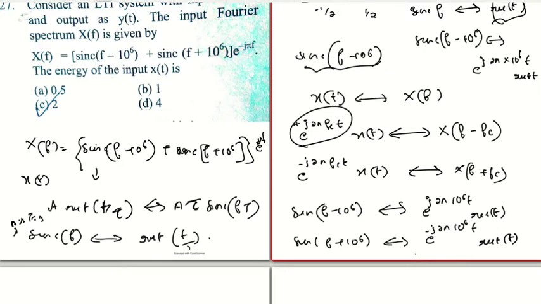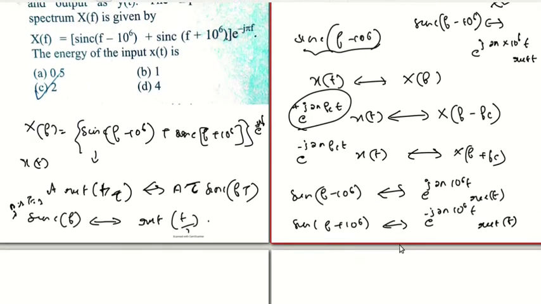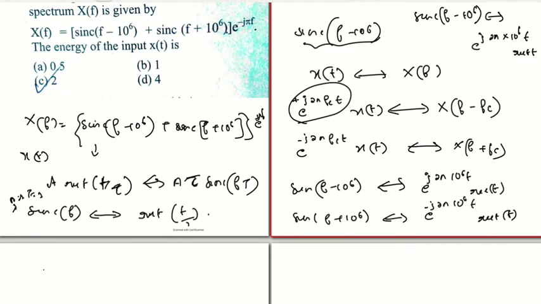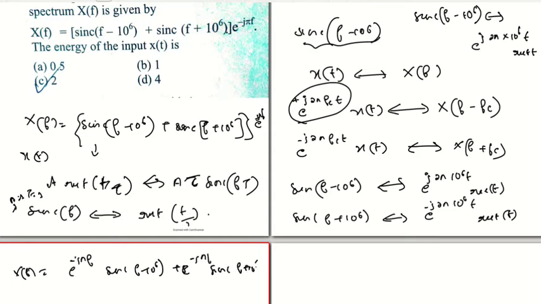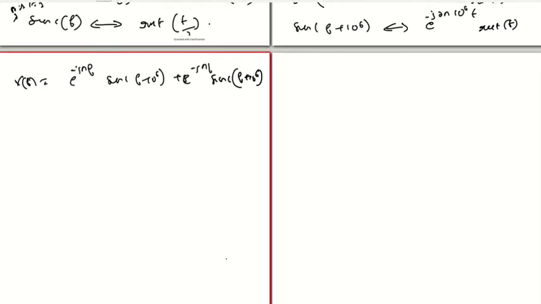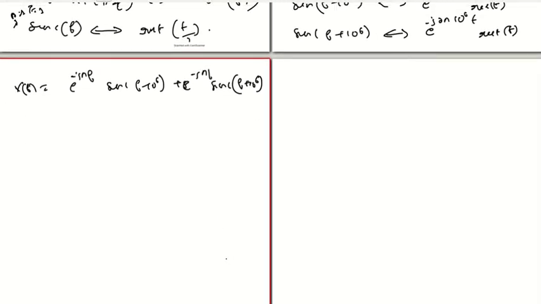We'll keep that aside, and we are taking it step by step. Actually our X(f) equals e^(−jπf) sinc(f − 10^6) plus e^(−jπf) sinc(f + 10^6). We have done until sinc(f − 10^6) and sinc(f + 10^6), but actually the Fourier transform is e^(−jπf) times sinc(f − 10^6). We will use a property once more here.